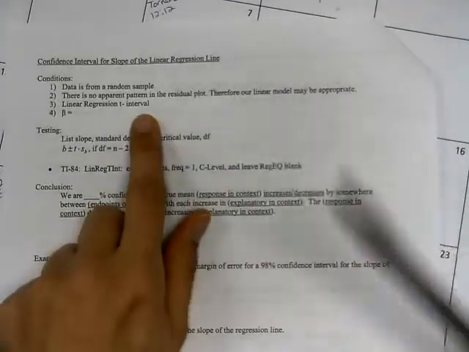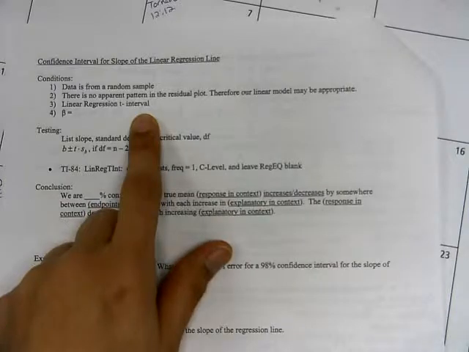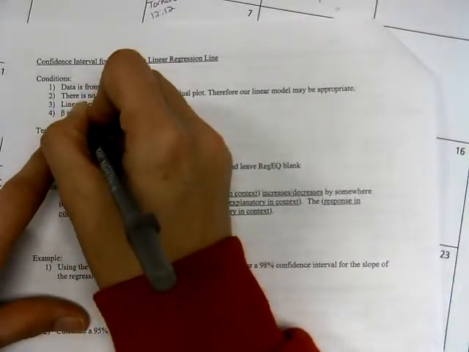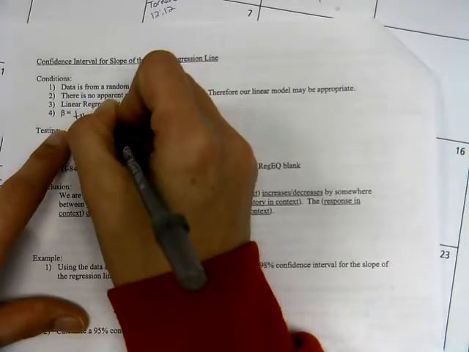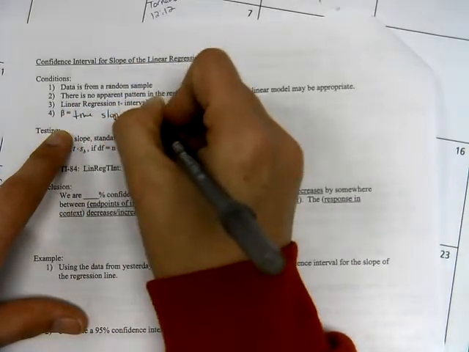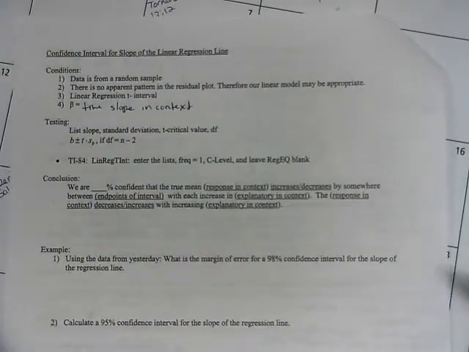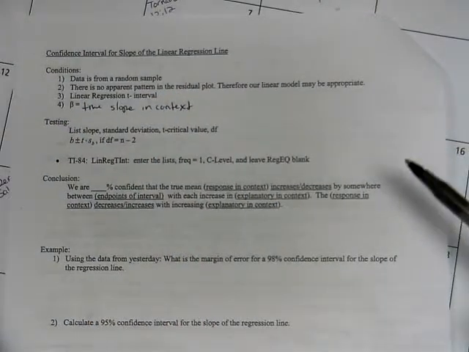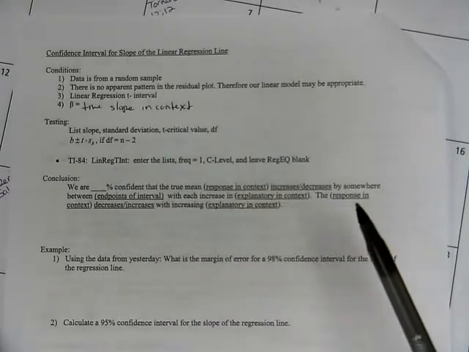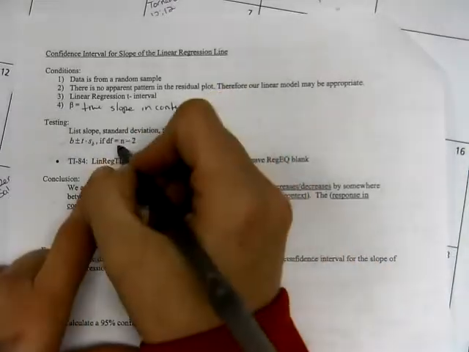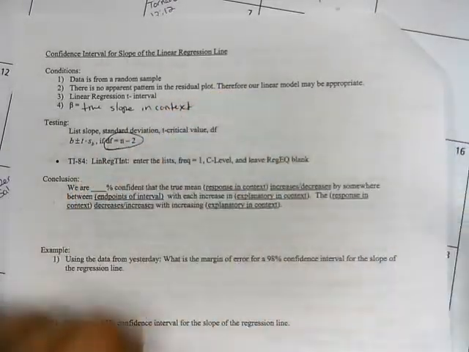Linear regression. Again, we're going to do a t-interval. Yesterday we did a t-test. And then B, make sure you're defining that as the true slope in context. Okay, so the true change in whatever. List the slope, the standard deviation of the slope, the t critical value, and the degrees of freedom. Remember, your degrees of freedom is n minus 2.